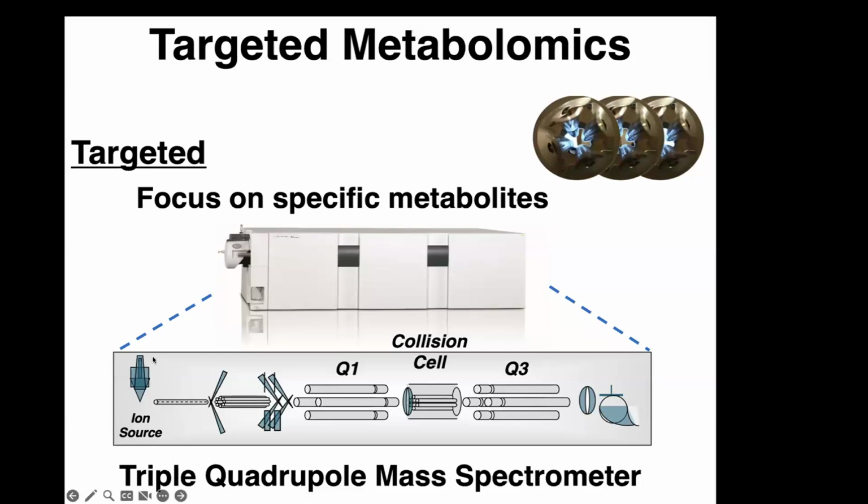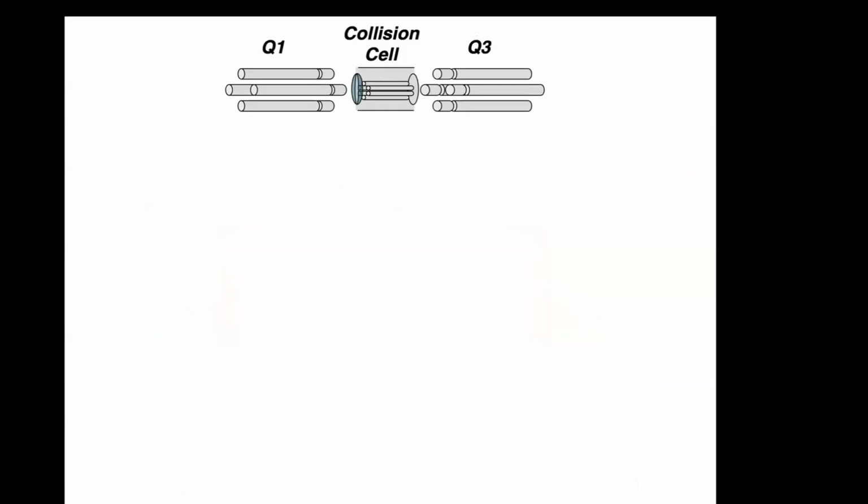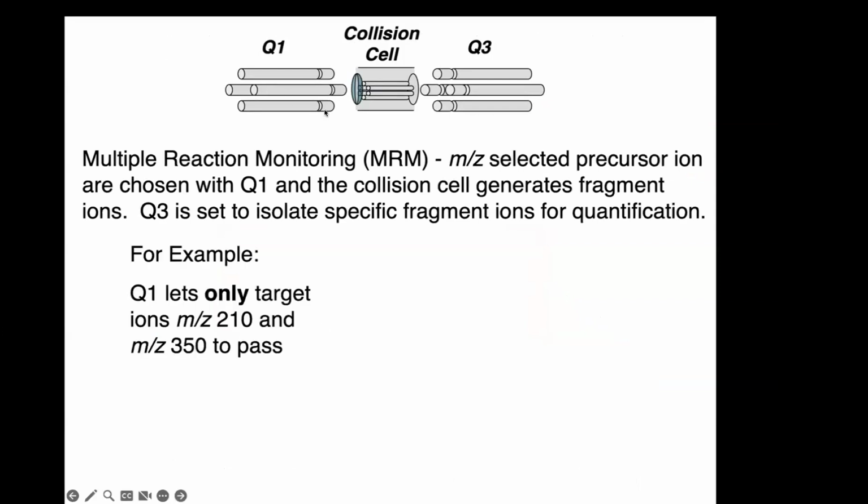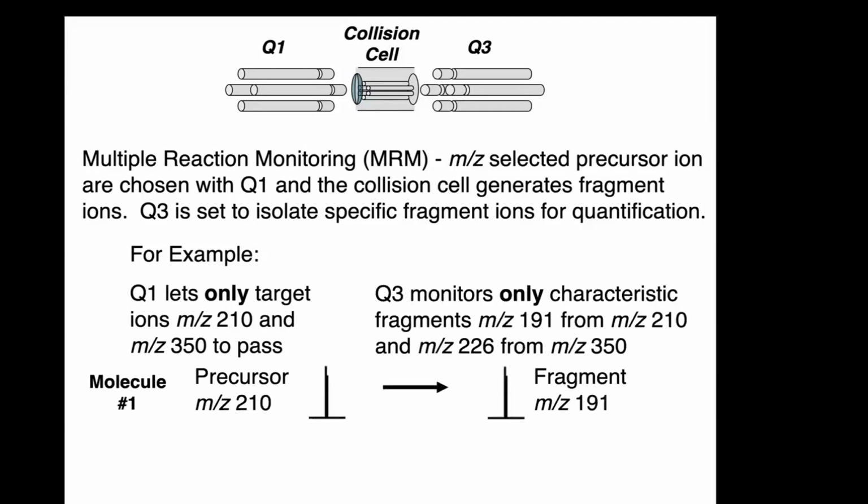A triple quadrupole mass spec consists of an ion source, an initial quadrupole, Q1, a collision cell where fragmentation occurs, sometimes also referred to as the second quadrupole, then the third quadrupole, and then the detector. There are lots of different experiments you can do on a triple quad, but if you want to measure how much you have of your compound in a sample, the experiment we would do is a multiple reaction monitoring experiment. In this case, you would set the initial quadrupole to isolate on a particular precursor m/z value. In this example, either a molecule m/z 210 or 350. You would then send those into the collision cell where they would fragment, and then you set the third quadrupole to isolate on a particular fragment ion.